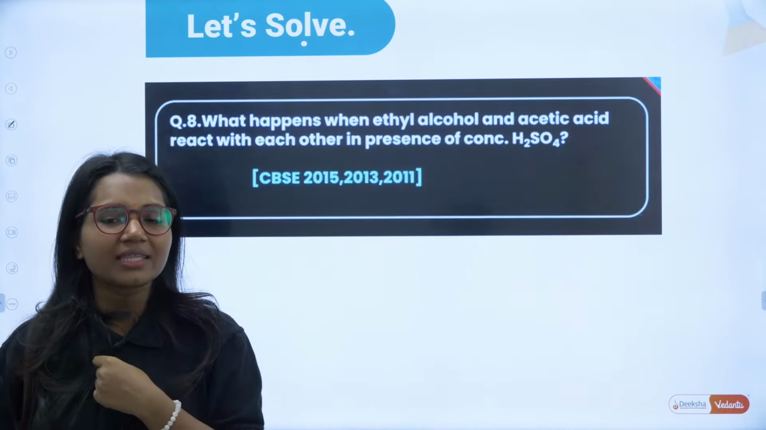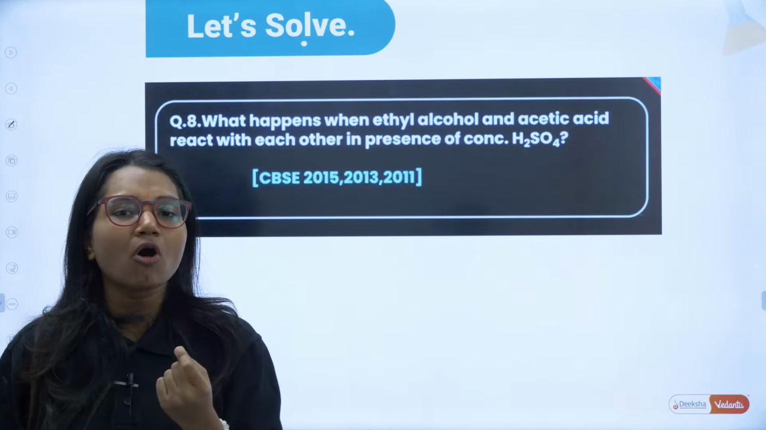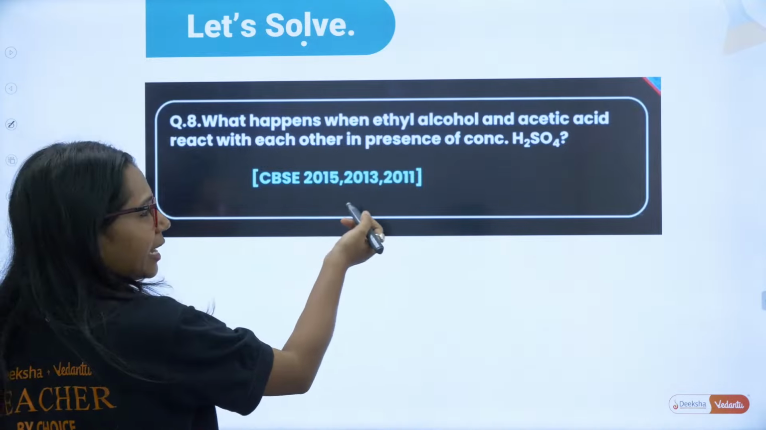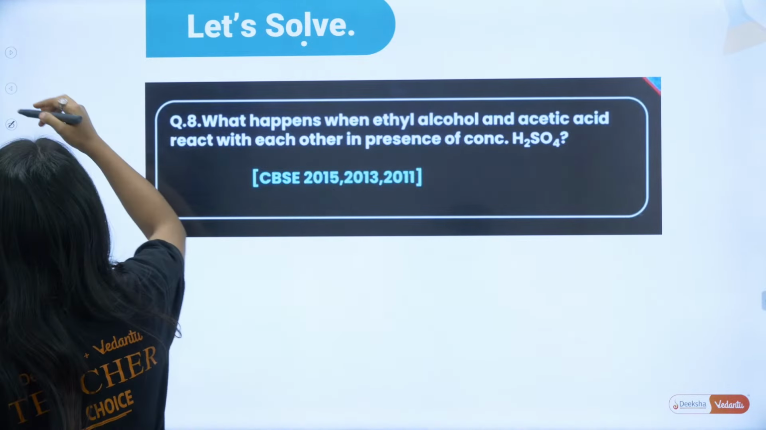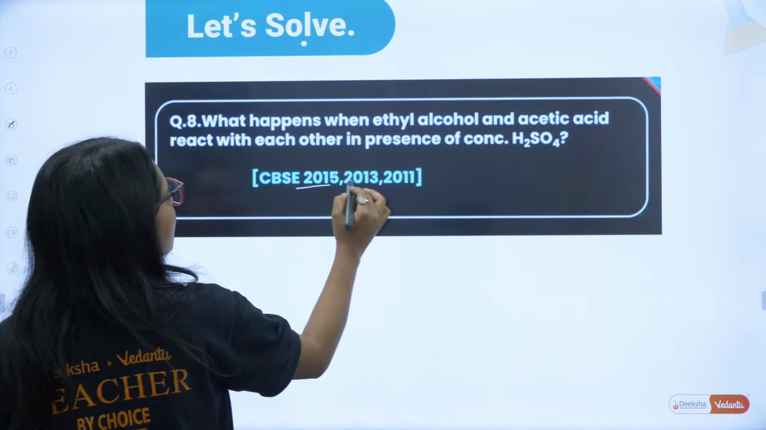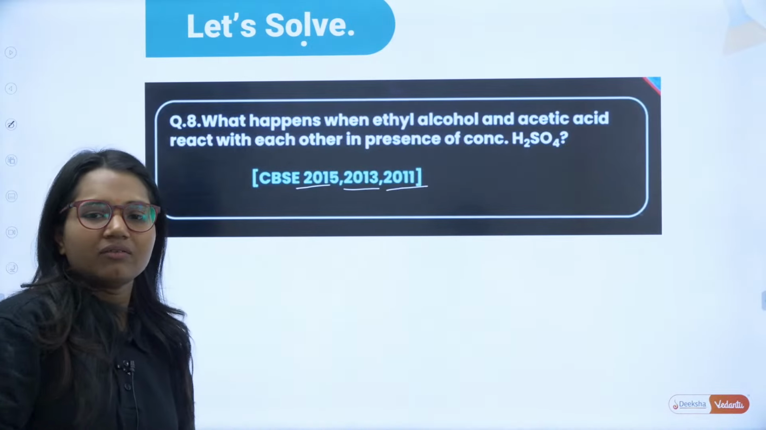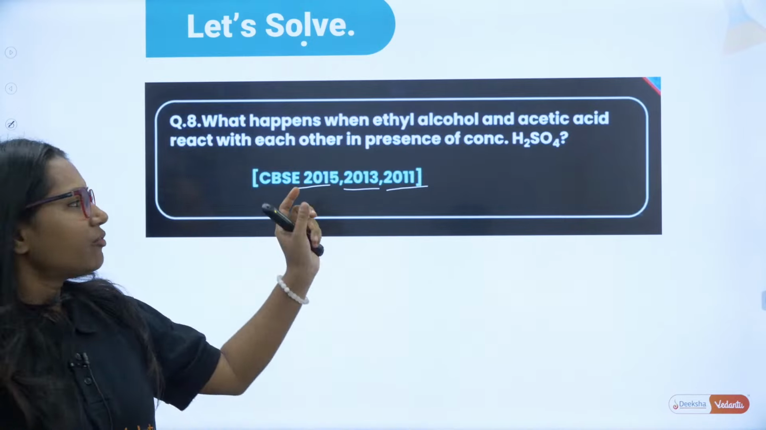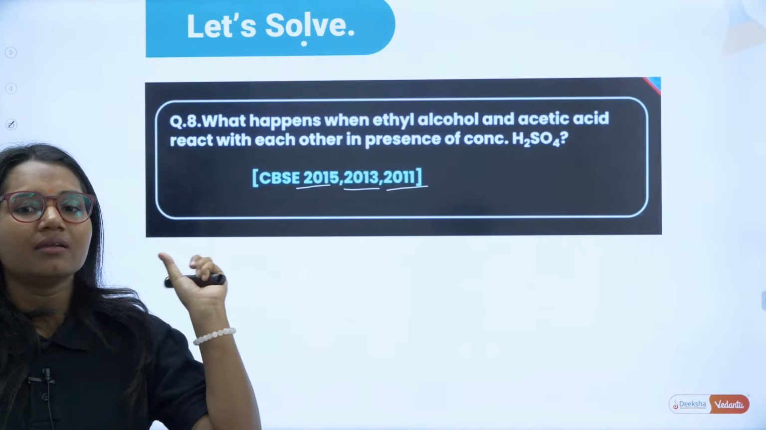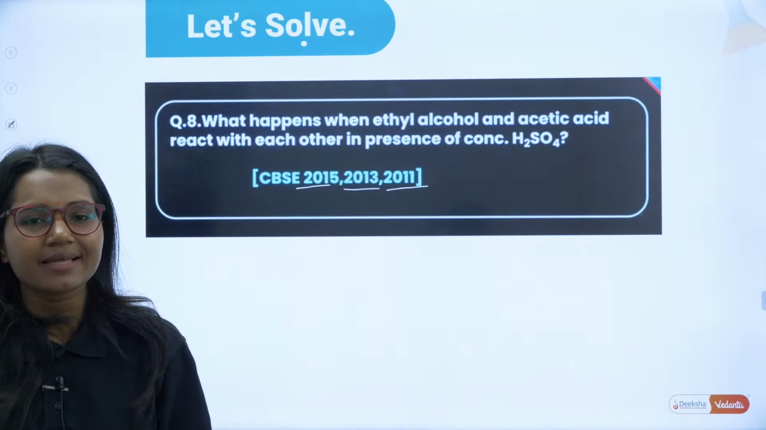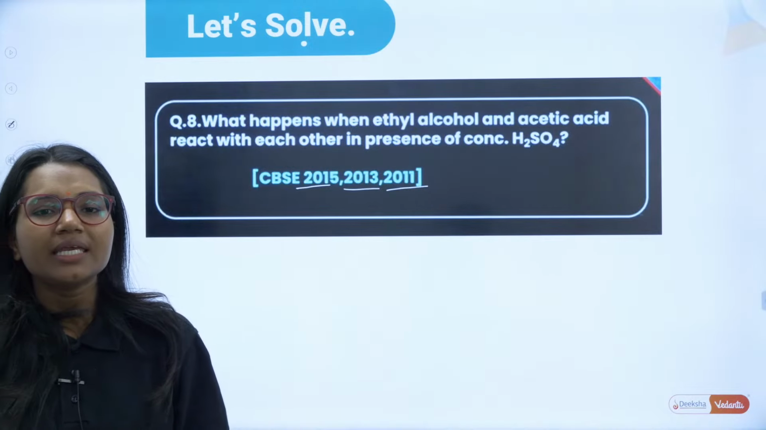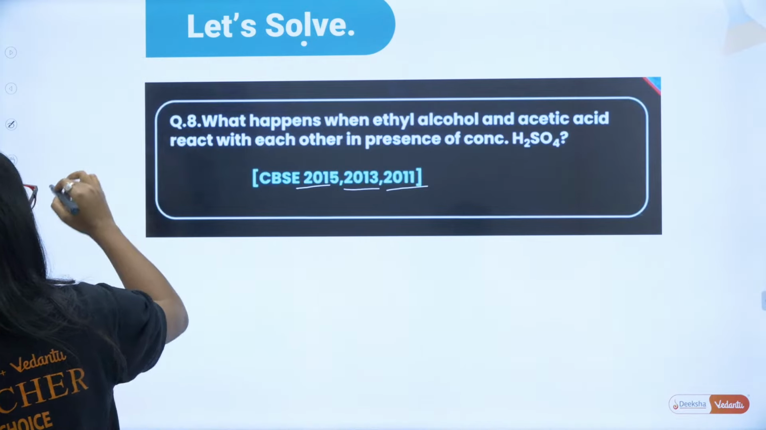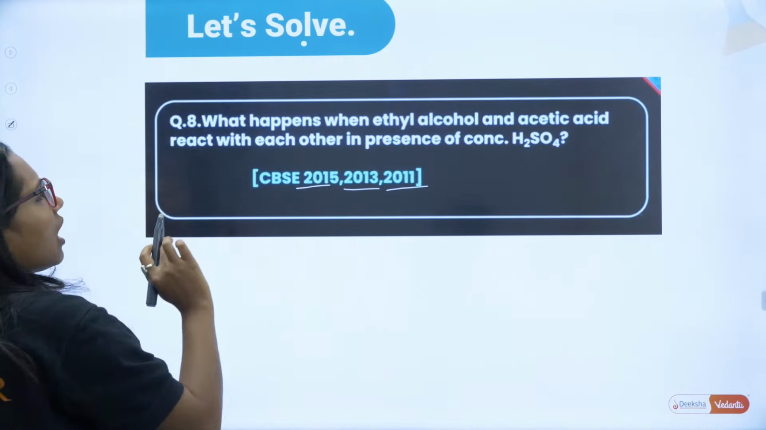What is the formula for ethyl alcohol and what is the formula for acetic acid? See here, when this question has come in 2015, 2013 and 2011, not continuously, but frequently they have repeated it. This question has been asked in the exam. So what happens when ethyl alcohol and acetic acid react? First of all, you should know what the formula is.